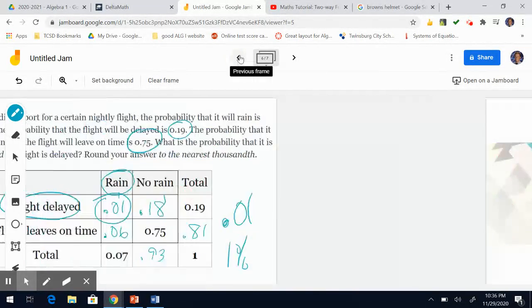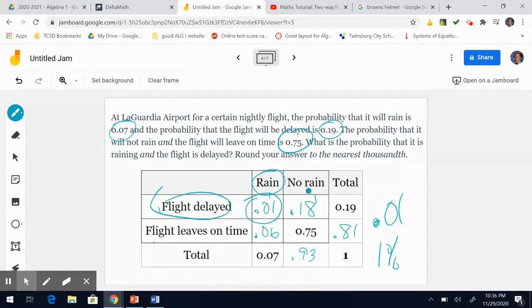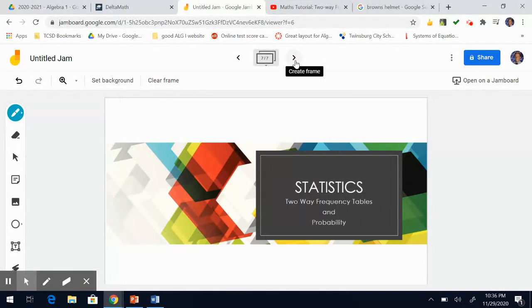All right, two-way frequency tables. Again, we're comparing two things down here, two things across here, and then going to get a total. All right. So hopefully you liked that one. It's quick. It's easy. Maybe quick, not so easy.